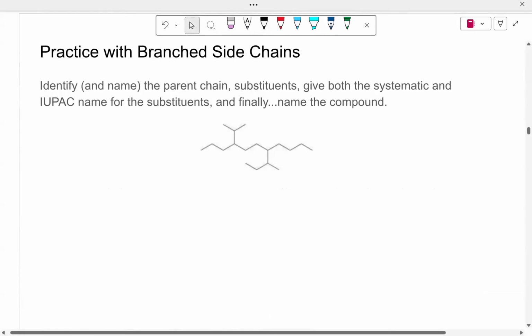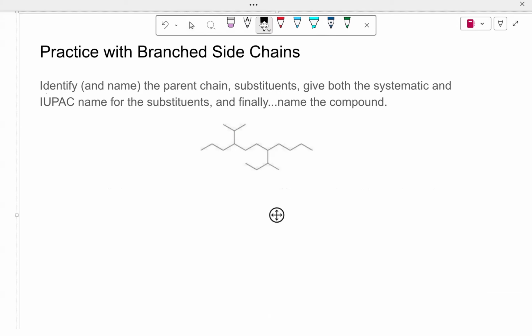All right, so let's do a little practice with these branched side chains. So first thing, we're just going to go from our basic rules from the start. First, let's identify and name the parent chain. Find the longest chain of carbons. That's going to be this chain right here: 1, 2, 3, 4, 5, 6, 7, 8, 9, 10, 11. So the name of that parent chain would be undecane.